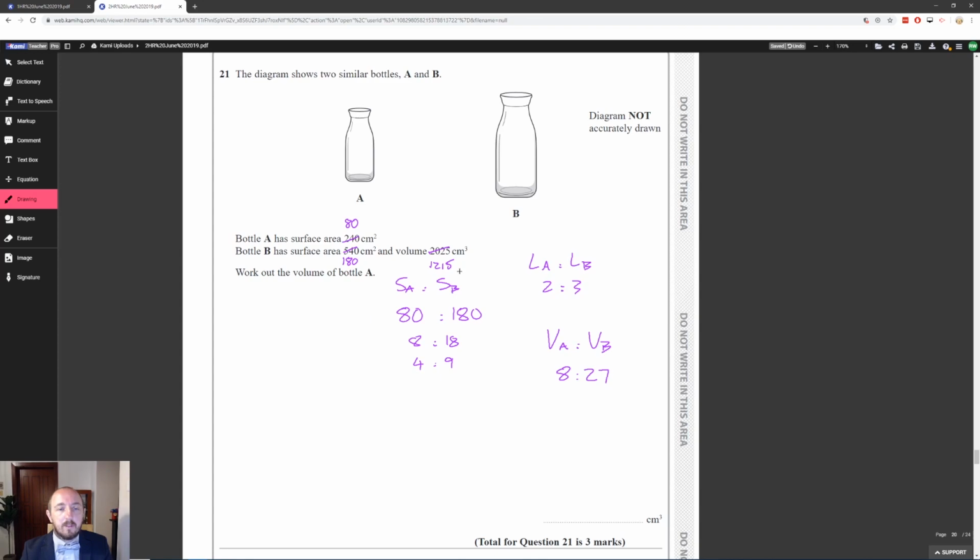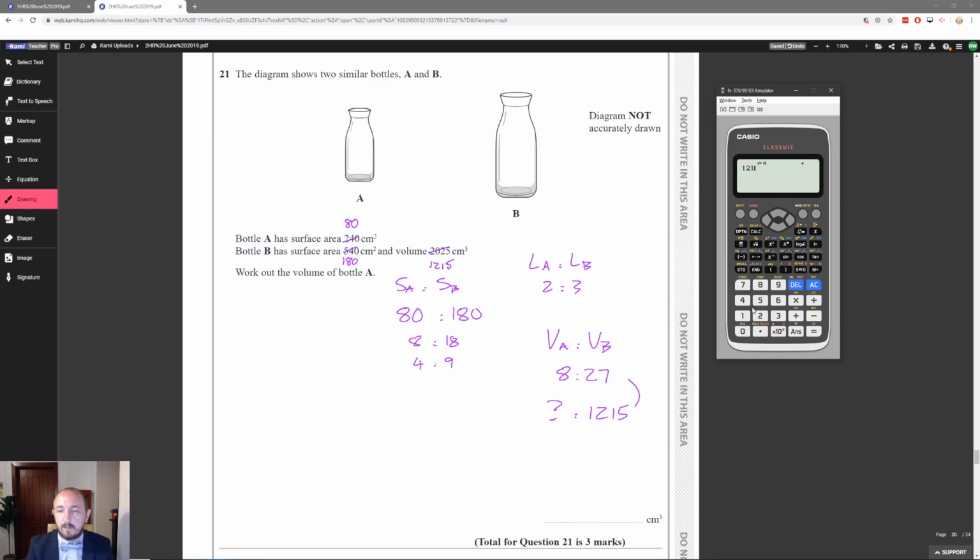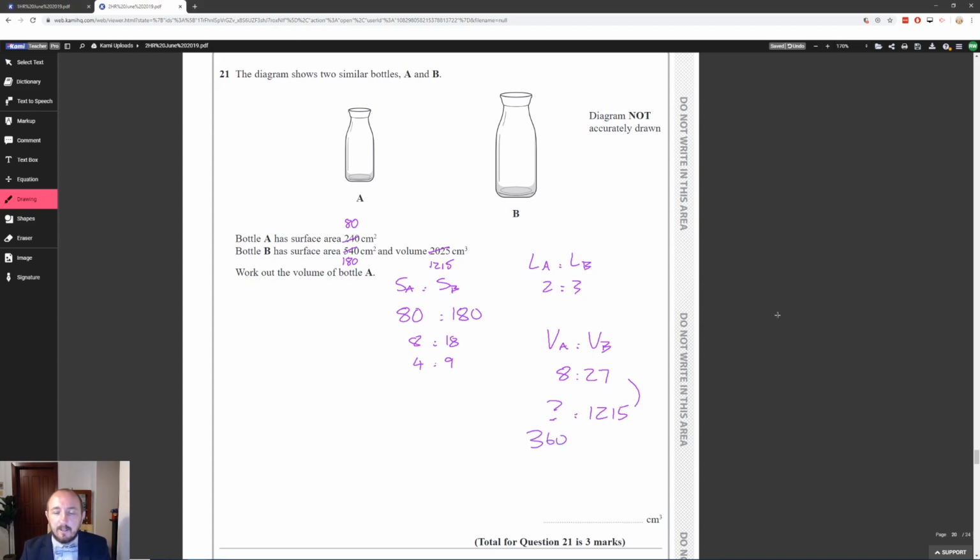Bottle B has a volume of 1215. So 1215, and we want the volume of this. So we're going to divide 1215 by 27. That's 45. And then multiply by 8 to get 360. So we divided by 45 there, and times by 45 there.